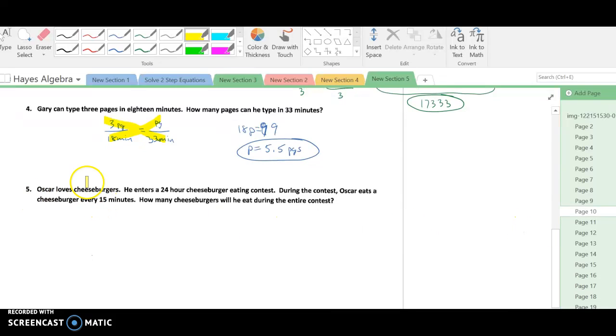And number 5, Oscar loves cheeseburgers. He enters a 24-hour cheeseburger eating contest. During the contest, he eats 1 cheeseburger every 15 minutes. How many cheeseburgers will he eat during the entire contest? Remember, this is in minutes. So how many minutes are in 24 hours? That's what we have to figure out. Well, if there's 60 minutes in an hour, in 24 hours, there's going to be 1,440 minutes.